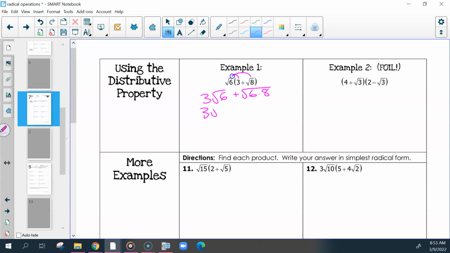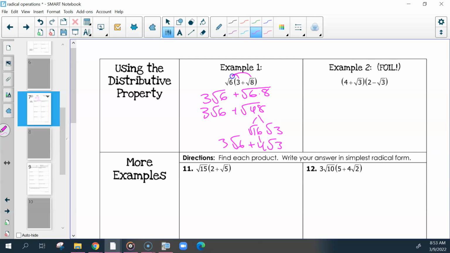So we have 3 times the square root of 6 plus the square root of 48. Now I can simplify the square root of 48. What is the highest perfect square we can divide out of 48? 16 and 3. The square root of 16 is 4. And I'm going to bring this other one down.